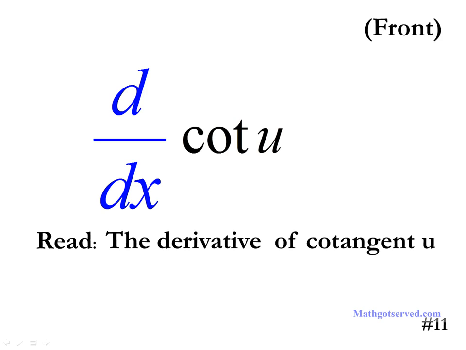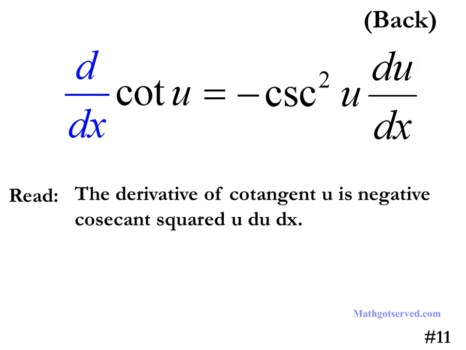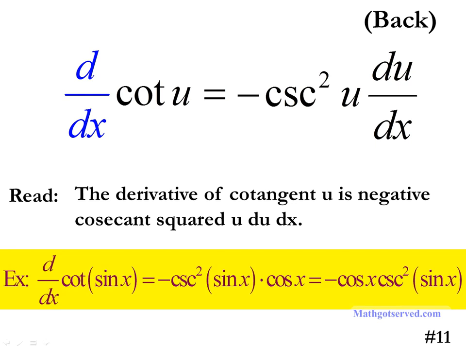d dx of cot u, you can read it as the derivative of cotangent u. The derivative of cotangent u is negative cosecant square u du dx. Now an example of this is illustrated below. Let's take a look at it for a minute.